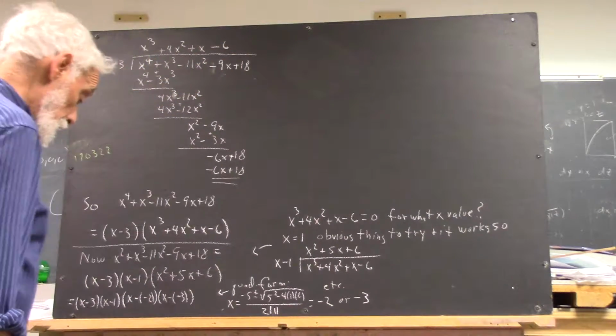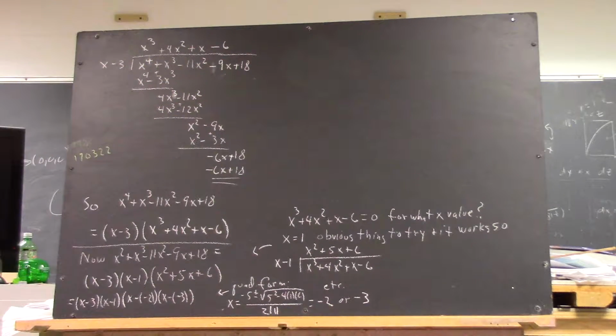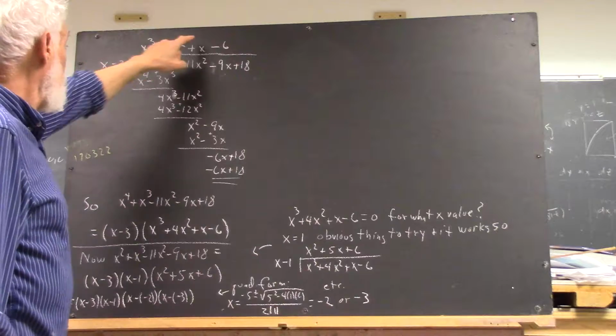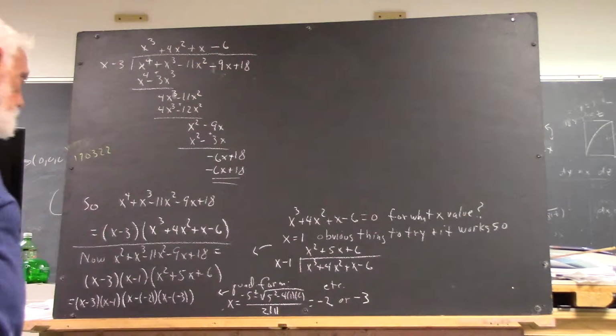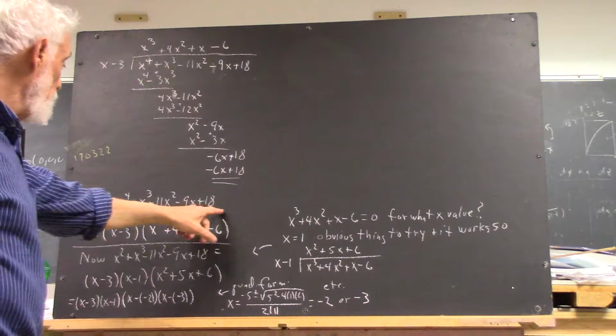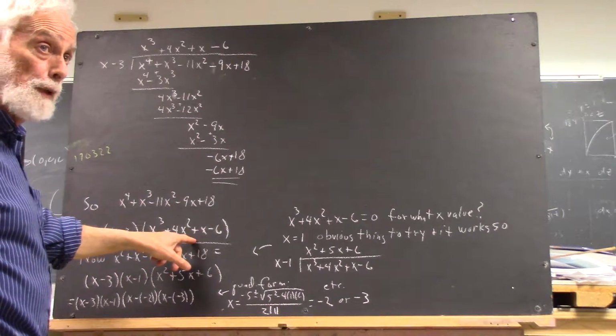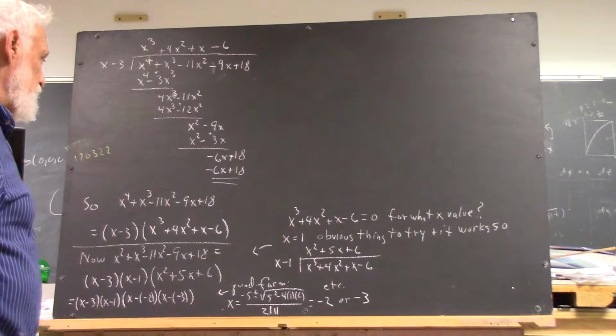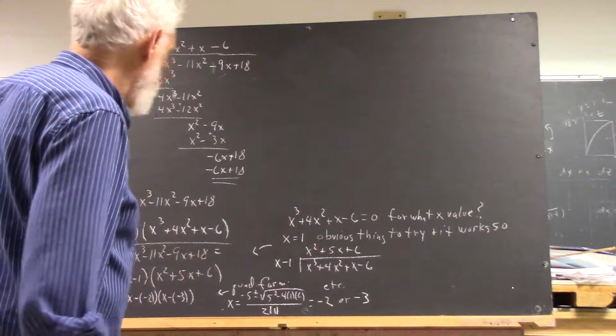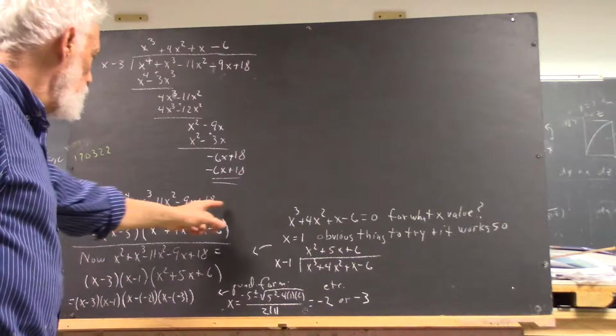And again, everybody, I think, is good with this procedure. So we establish that x minus 3 divides this polynomial with this quotient, so that the polynomial is equal to x minus 3 multiplied by that quotient. Okay? Now, we come over here. We need to factor this.